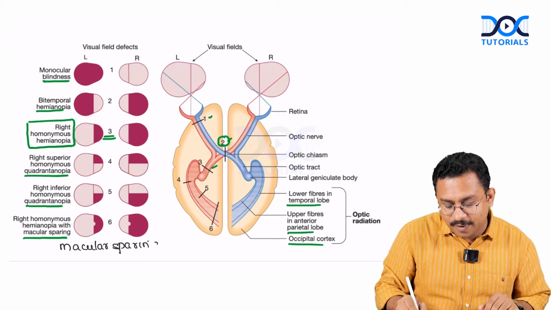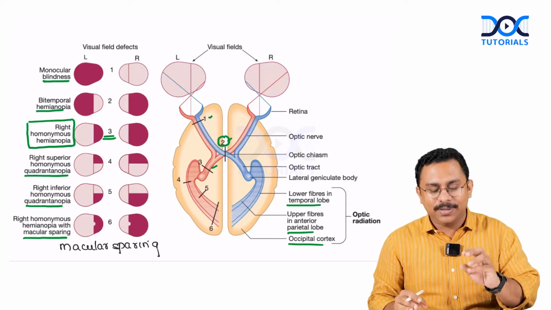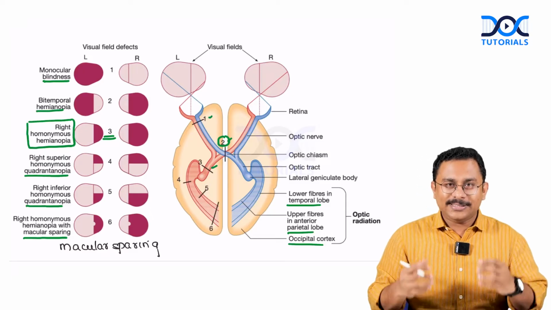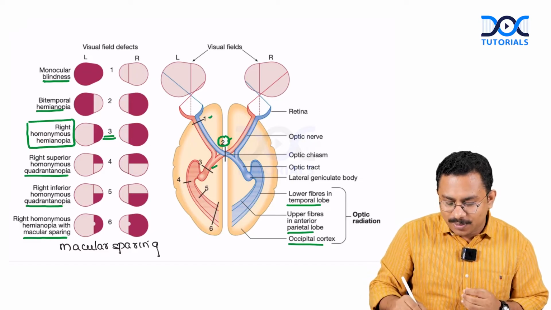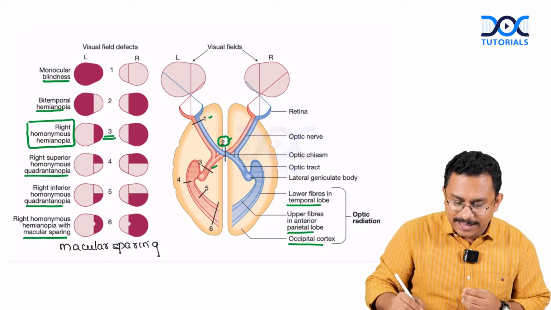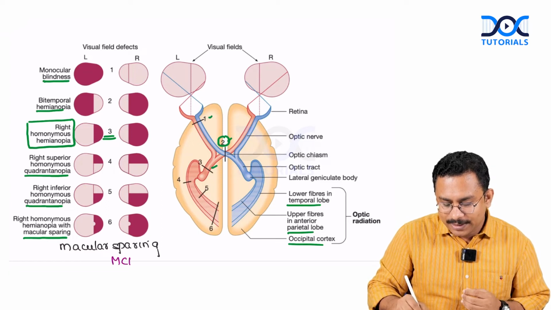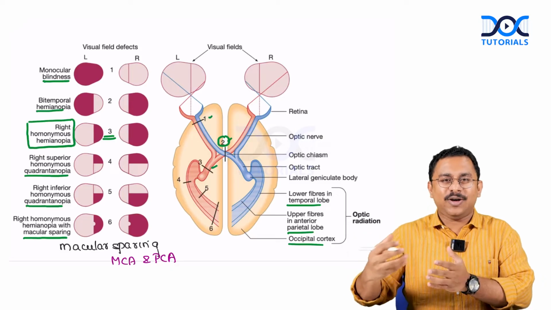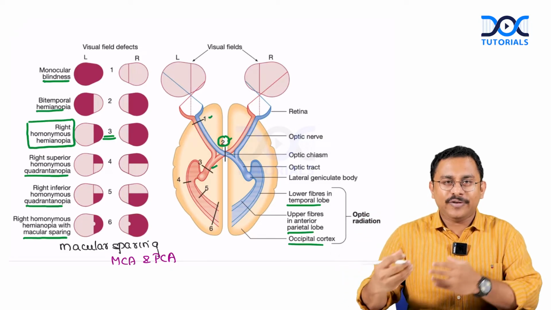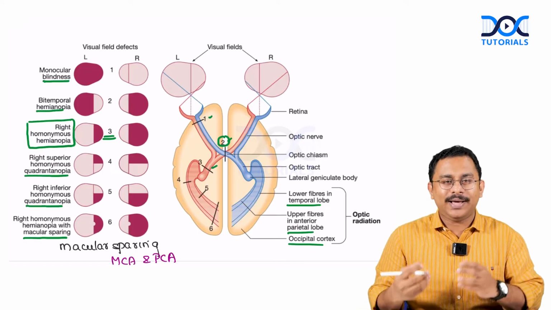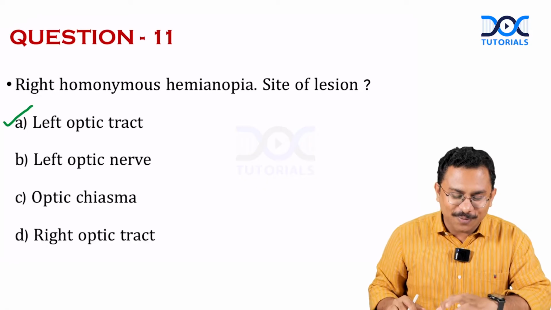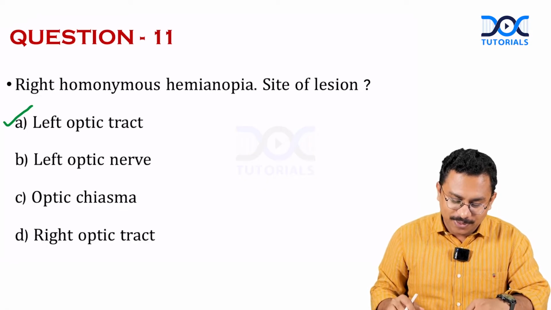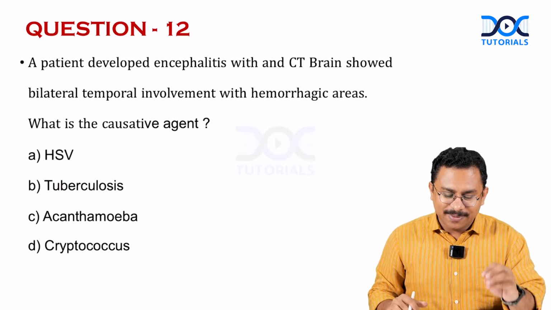And what is the reason for macular sparing in case of an occipital cortex involvement? It is because you know that there is a dual supply of the macular region by the MCA as well as PCA. So even when the PCA is affected in an occipital cortex stroke, you have got some part of the MCA supplying the macula and you will get a macular sparing. Right, so this is again a straightforward question, left optic tract. Moving on to question number 12.